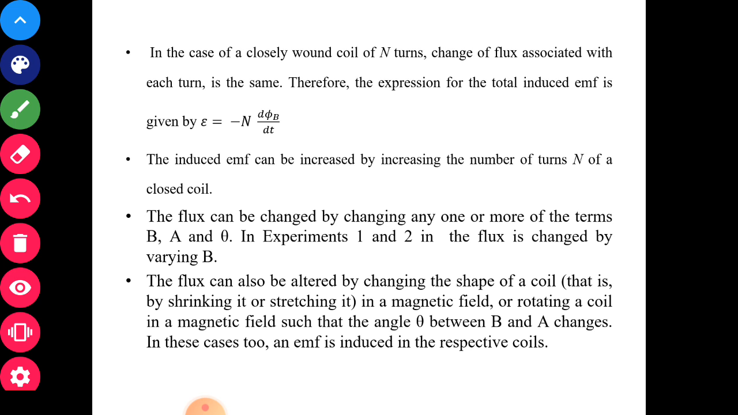If you have a circular coil, and instead you make it a triangle, or a square, through some arrangement, then also the magnetic flux associated with it changes. Or you can just rotate the coil in the magnetic field. Then theta between the magnetic field and the area vector changes, so the flux also changes and electromotive force can be produced.